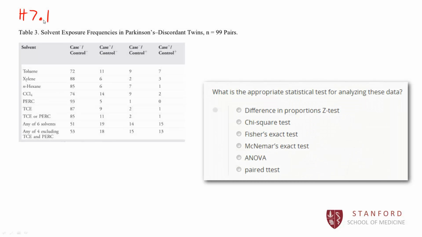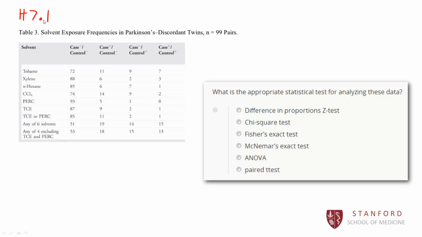These data came from a twin study. So each case is somebody with Parkinson's disease, and they have a twin who does not have Parkinson's disease. So we have these case-control pairs that are correlated by the fact that they're within a twin pair. So we have correlated data here.